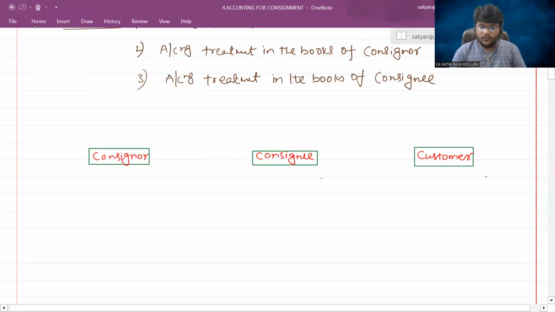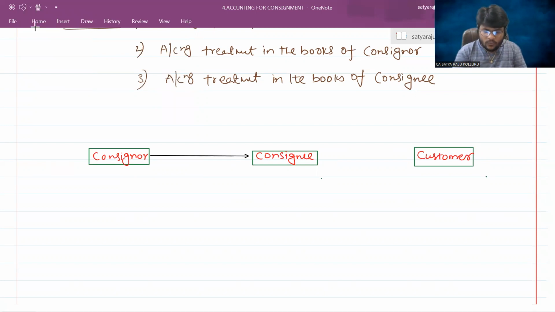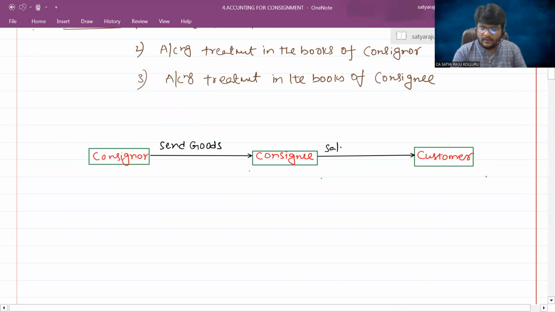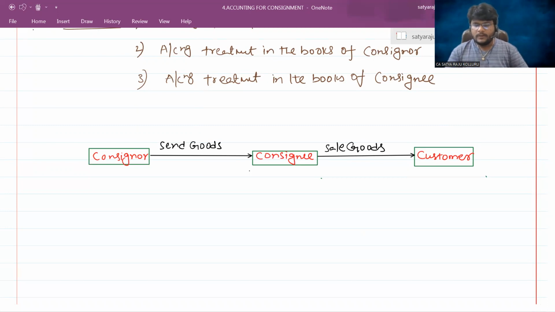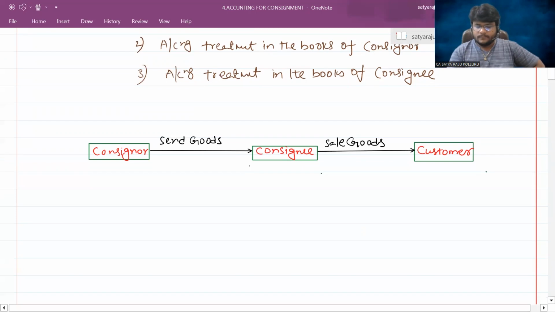Now, you know, in case of consignment business, what will happen? The consignor will send goods to the consignee, and the consignee ultimately sells such goods to customers. First, the consignor will send goods to the consignee. Then the consignee will sell such goods to customers. Am I right? Now, at the time of sending the goods, the consignor may incur certain expenses. These are popularly known as expenses incurred by the consignor.